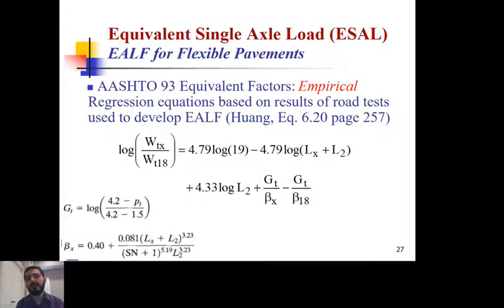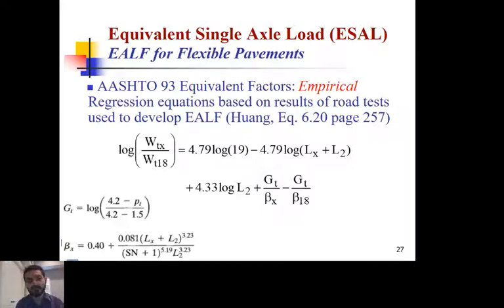So the empirical way, as I mentioned, was done based on the AASHTO 1993 equivalent factors. It's a regression equation, based on the results of the road test that was developed, again, using the AASHTO sections. This equation came from the Huang book. It's equation 6.20 on page 257.